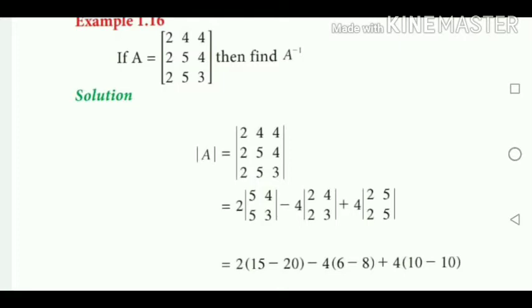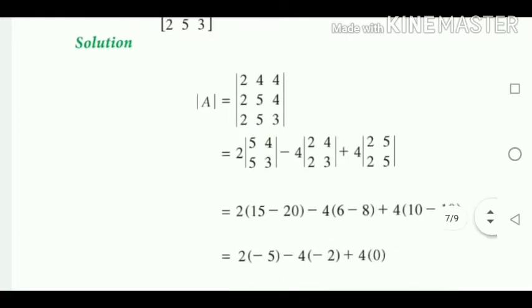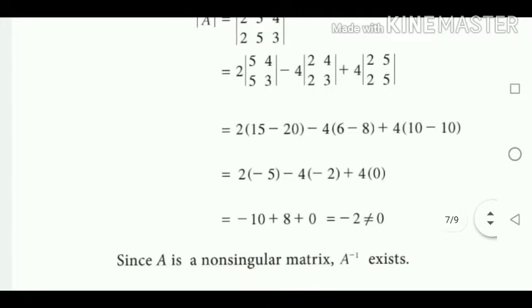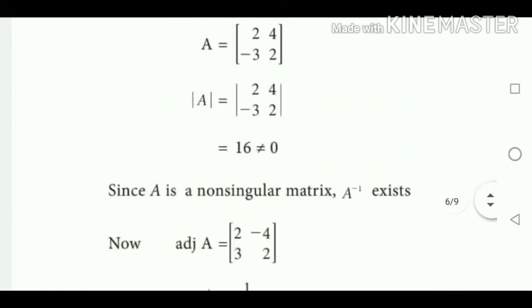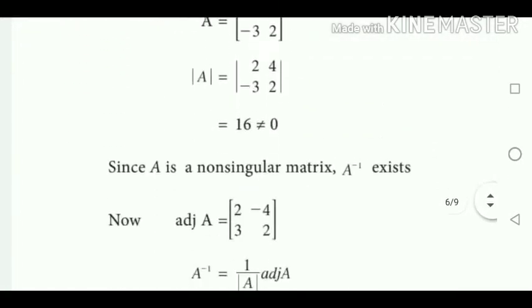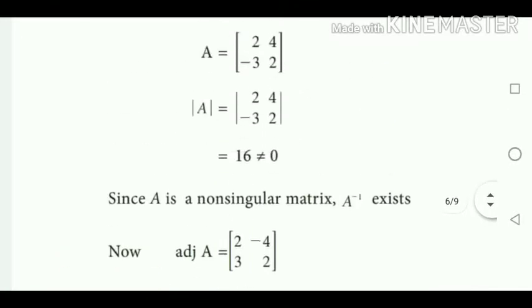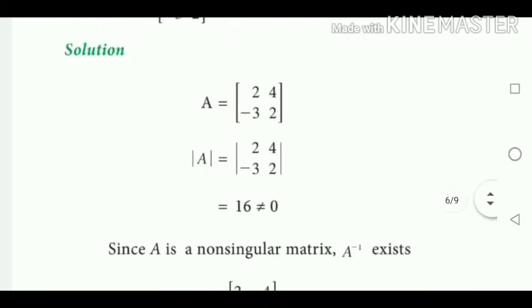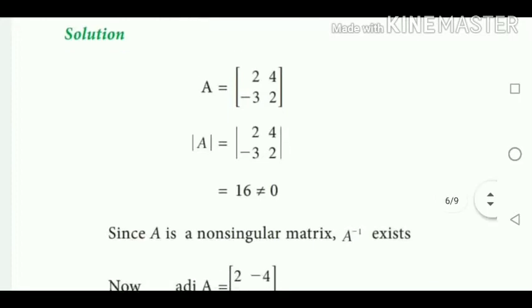Minus 4 into, first row, second column is deleted, you are getting [2 4; 2 3], plus 4 into, first row, third column is deleted, [2 5; 2 5]. So if you multiply you are getting the value of the determinants is minus 2, which is not equal to 0. Therefore A is a non-singular matrix and A inverse exists. So if A inverse exists, then only we have to find the adjoint. Since A is a non-singular matrix, A inverse exists.